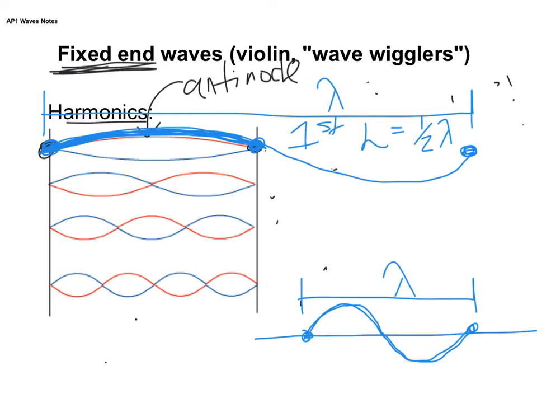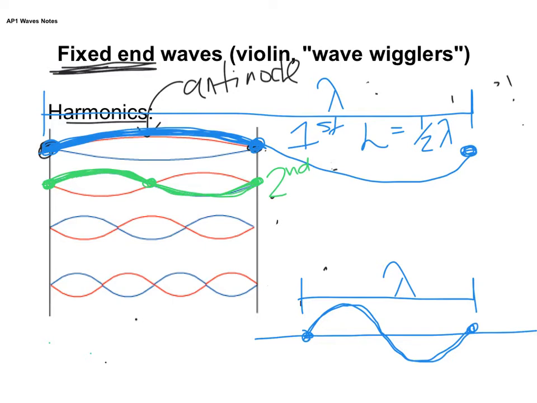Now let's go and look at our second harmonic. I'm going to change colors here. So for our second harmonic, if I trace out what I see on this wave, I've got a node at one end, I've got a node at another, and I've also got a node in the middle. And when I trace out what a snapshot of this string motion would look like at any instant in time, now take a look at that. It looks like one full wave.